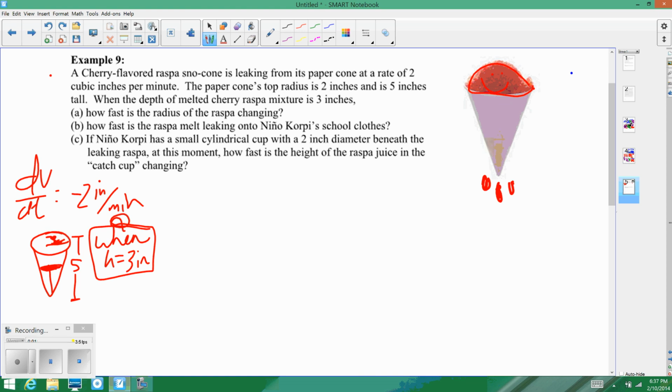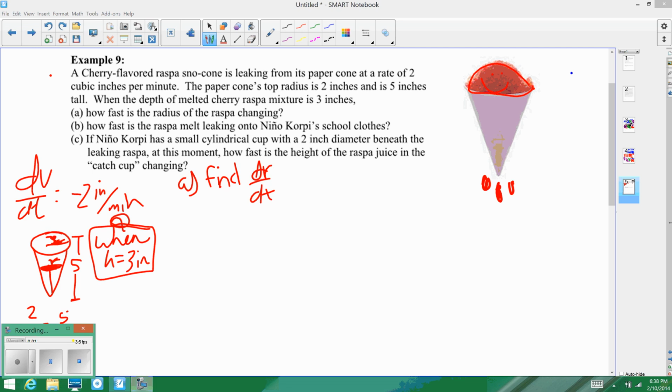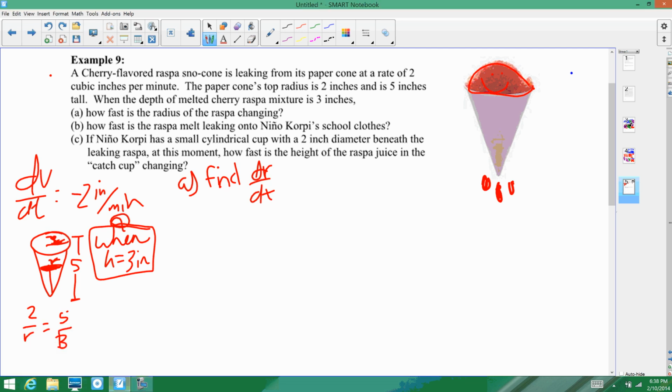How fast? So for part A, find dr/dt. How fast is the radius changing? Alright, so we have r there. For my equation, I could say 2 over r equals 5 over 3. Maybe not 3. Let me double check here. Actually, it wouldn't be 3, right? It would be h because we don't know what the height is. We're just saying h right now.